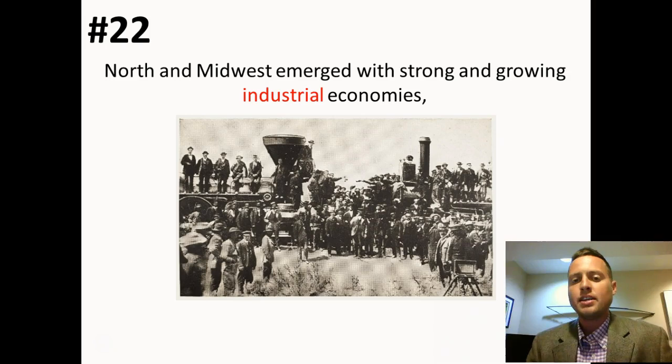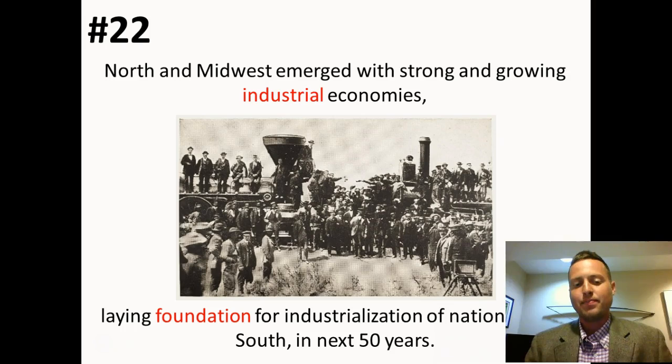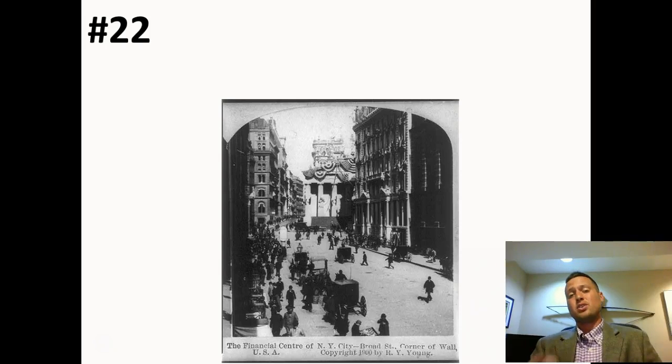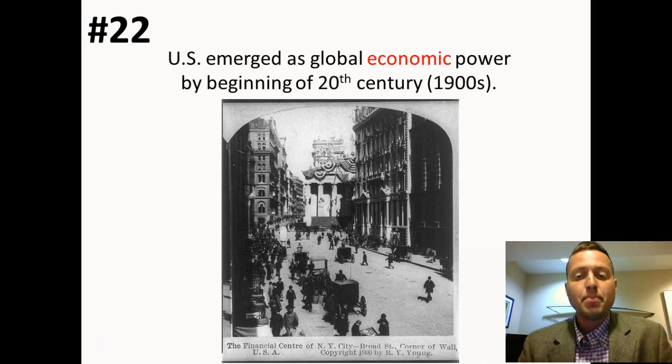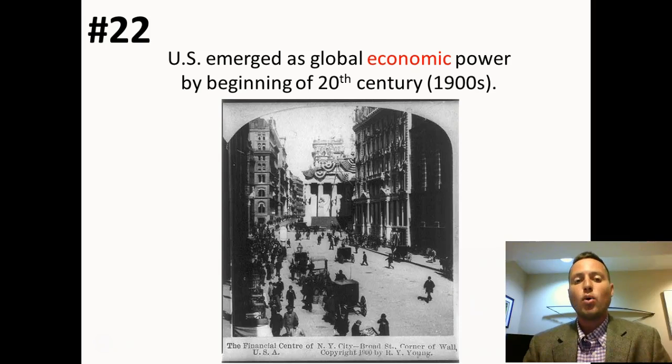The North and Midwest emerged with strong, growing industrial economies. They are making stuff, and they are a big-time engine creating economic development. This laid the foundation, write that in, foundation, for the industrialization of the nation, except in the South, in the next 50 years. Okay, so basically the impact, at least money-wise, for the North and the Midwest is good, and for the South is not as good. Now, the U.S. would emerge as a global economic power by the beginning of the 20th century, 1900s.